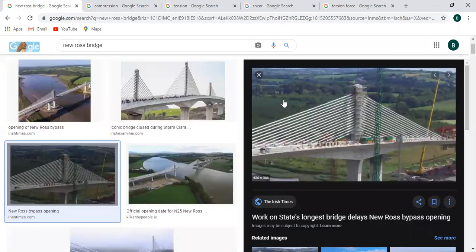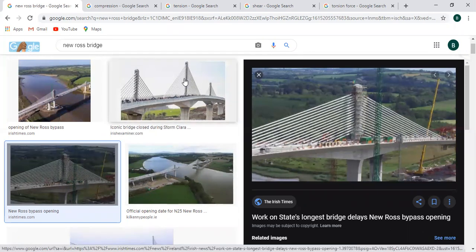You can see compression, guys, in the concrete pillar running straight down through the spans in this New Ross bypass bridge. The weight from the top and the weight from the very bottom, there's a force coming down from the top and a force coming up from the bottom, and all that concrete is in compression. Concrete is a material which is really good in compression. That's why it's used.